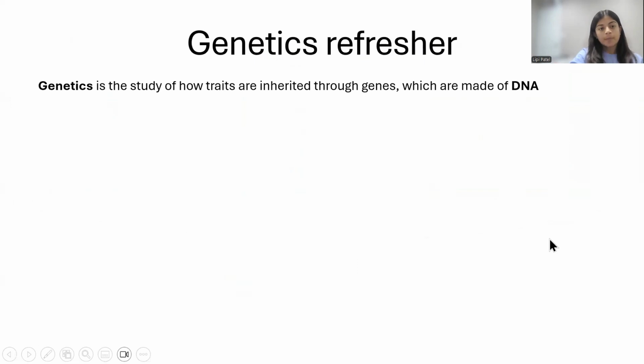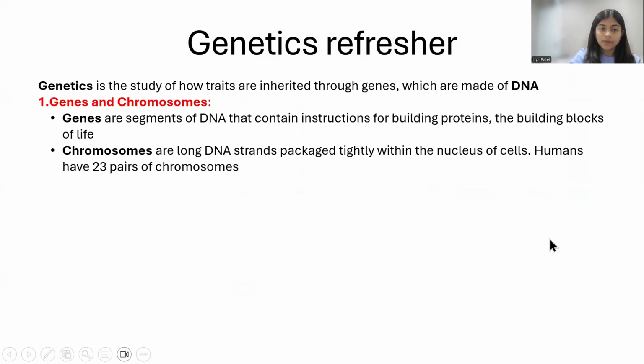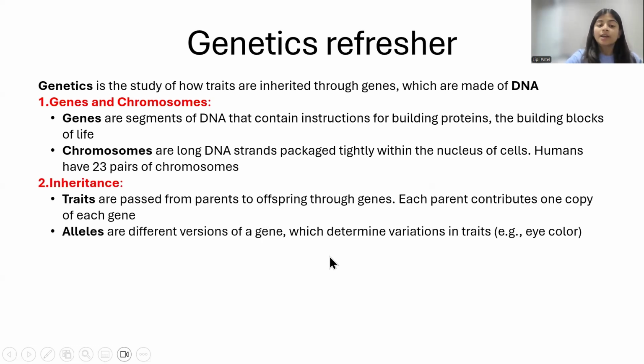Genetics refresher. So genetics is the study of how traits are inherited through genes, which are made of DNA. Genes are the segments of DNA that contain instructions for building proteins and other building blocks of life. Chromosomes are long DNA strands packaged tightly within the nucleus of the cell. Humans have 23 pairs of chromosomes. Next is traits. They are passed on from parents to offspring through genes, and each parent contributes 1 copy of each gene to the child.